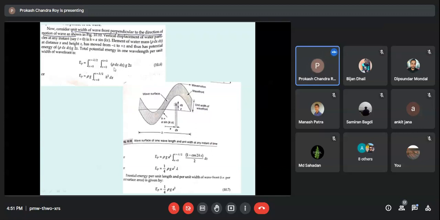And if you consider the unit width, when you are having the volume, in that case you have the three space coordinates. But if you consider per unit width of the wave front, in that case it is only dx and dz times rho, that is the mass, and that is basically the height. And if you do the double integration, you can estimate the total potential energy per second. So that will be the power.